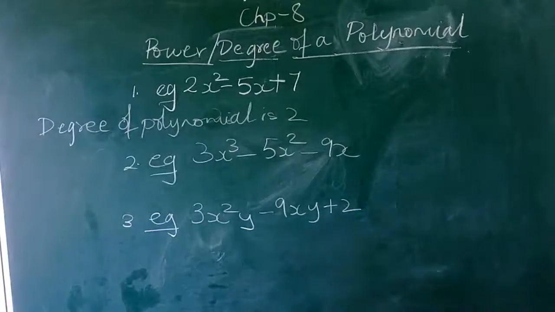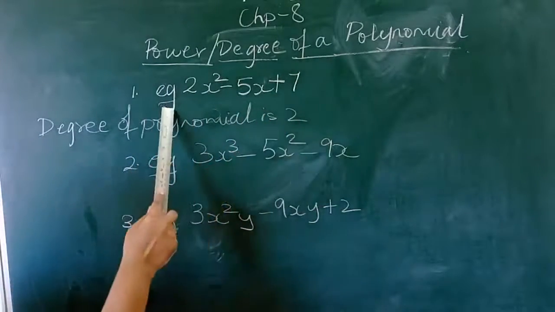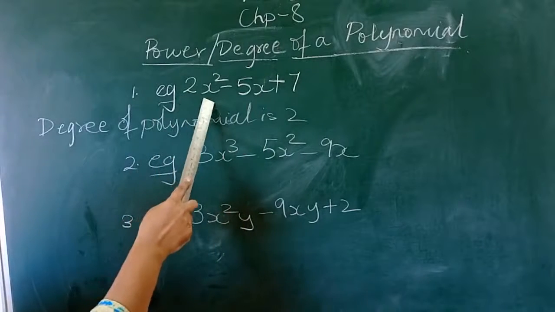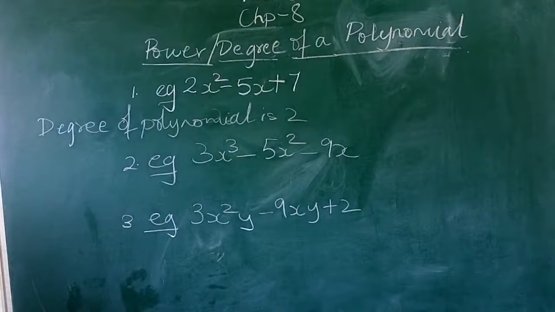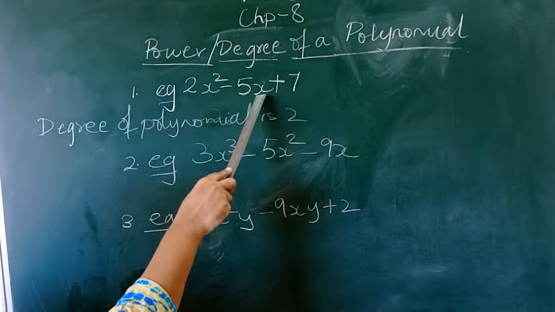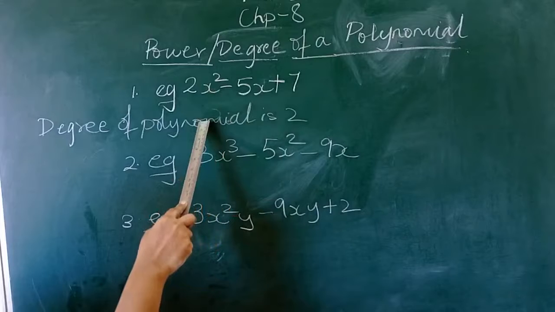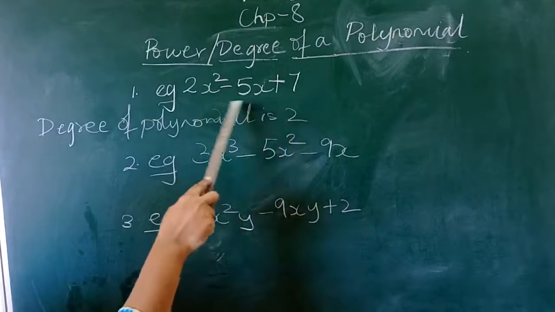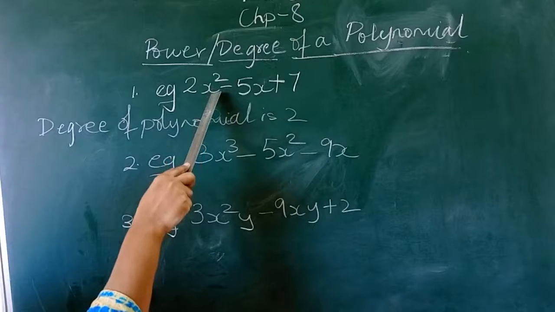The next part that we are going to learn is the power or degree of the polynomial. Let's take an example: 2x square minus 5x plus 7. In this, we will see the highest power of the variable. The power of the variable here is x square and this is x to the 1, and here there is no variable, so we can say the degree of the polynomial is 2, because the power is x raised to 2, which is the highest in this algebraic expression.